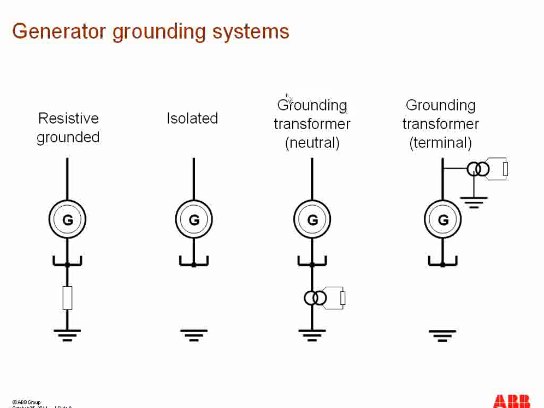Another type of grounding is by employing a grounding transformer in the neutral path of the generator. On the secondary of the grounding transformer is a resistor, and this resistor is normally of the order of 1 ohm. A very small resistance is provided on the secondary side of the grounding transformer. Sometimes you can use a reactance also instead of a resistor. And this is the typical North American way of grounding the generators.